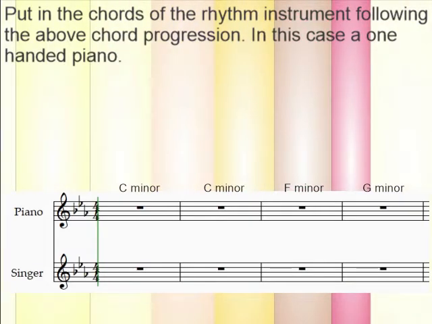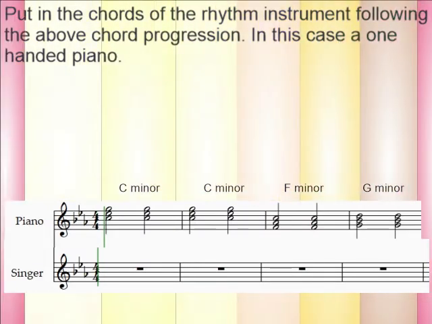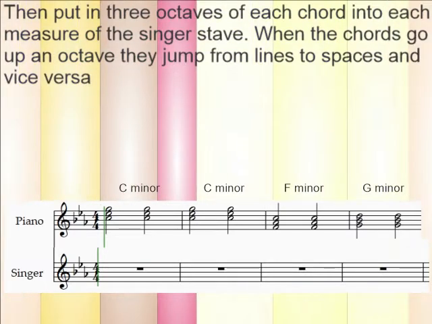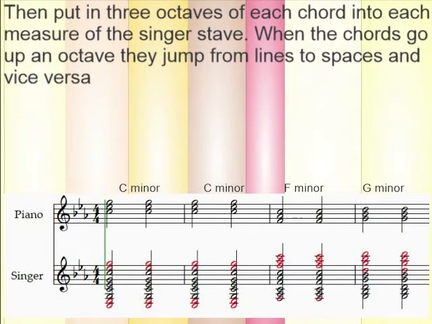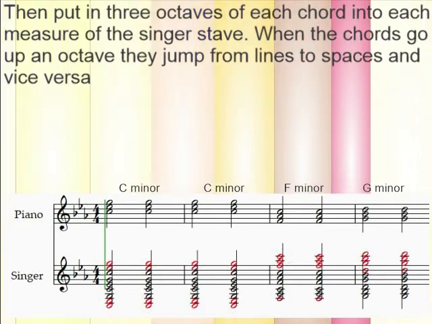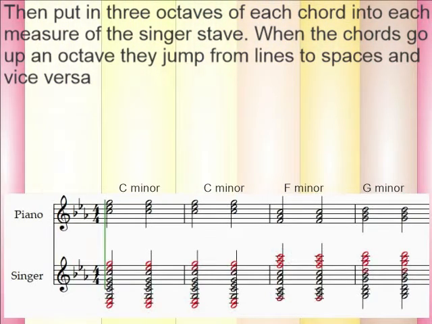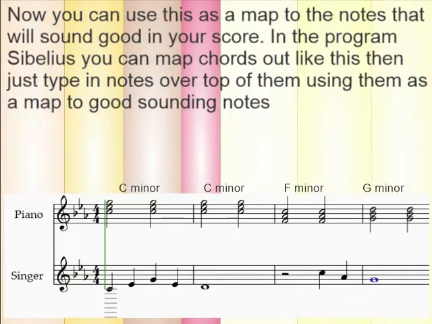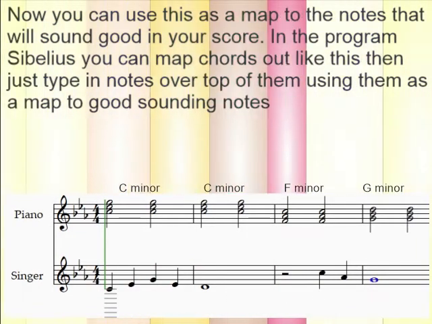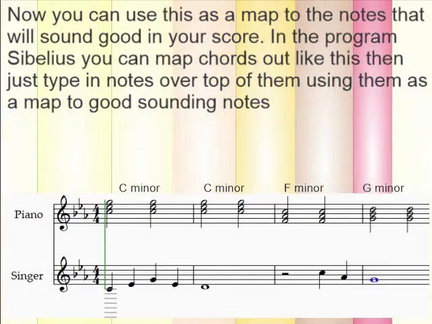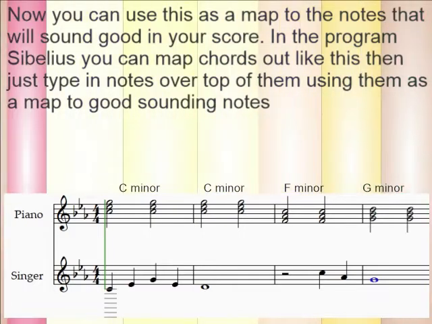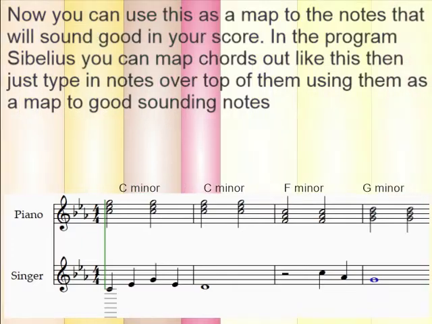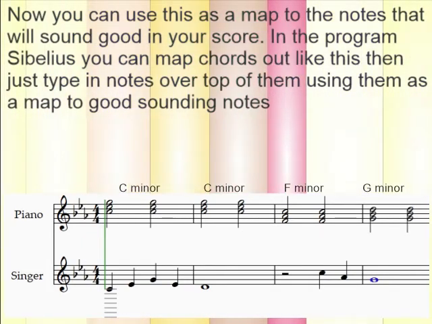Put in the chords of the rhythm instrument following the above chord progression, in this case a one-handed piano. Then put in 3 octaves of each chord into each measure of the senior stave. When the chords go up an octave, they jump from lines to spaces and vice versa. Now you can use this as a map to the notes that will sound good in your score. You can map out chords like this and then just type in notes over the top of them, using them as a map to the good sounding notes.